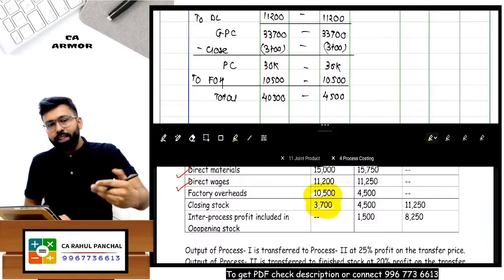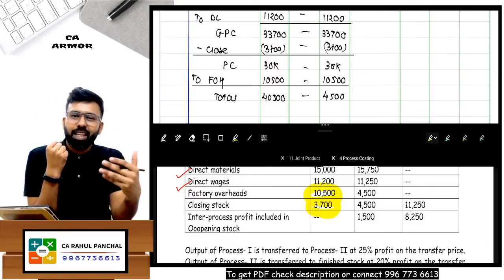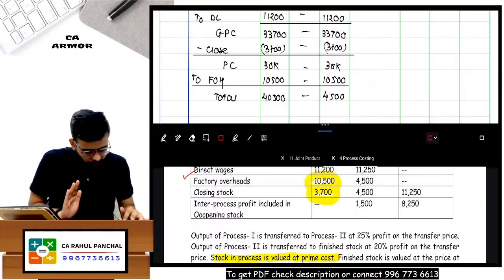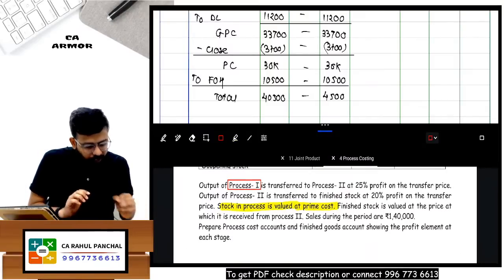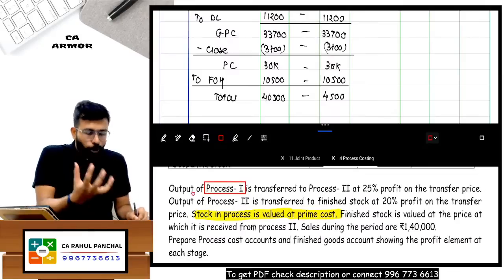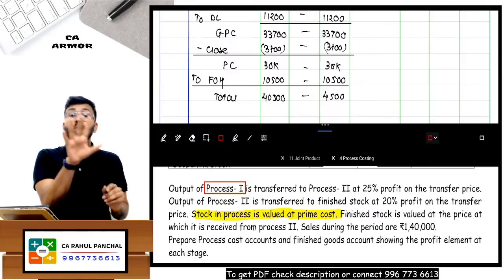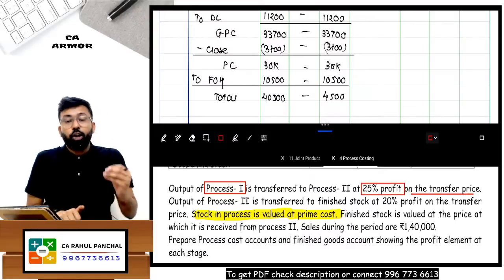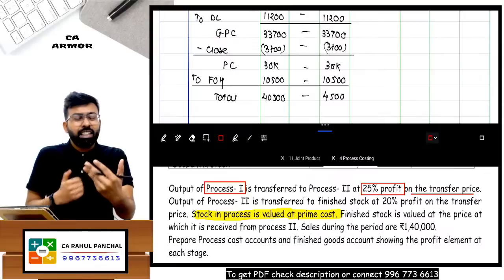Sir, what is the twist? What is something which is different in this question? It is mentioned in this question that process 1, as and when it produces something, the output of process 1 is transferred to process 2. Okay sir, but at 25% profit on transfer price. Sir, why is it transfer price?